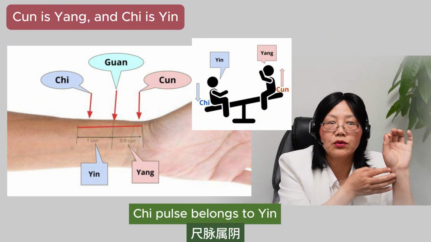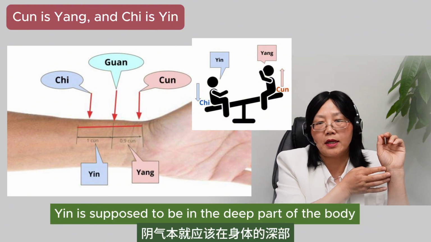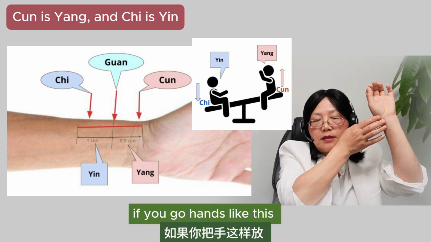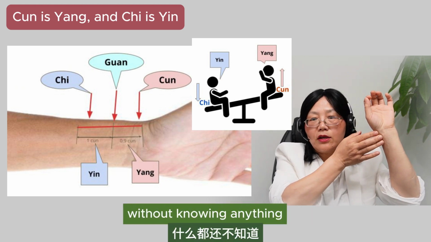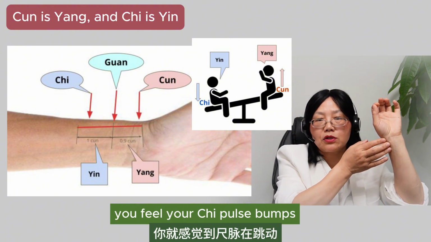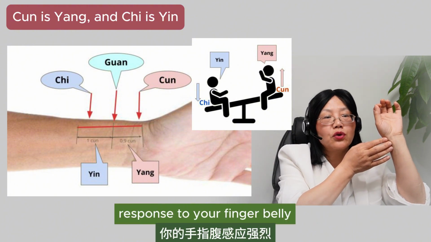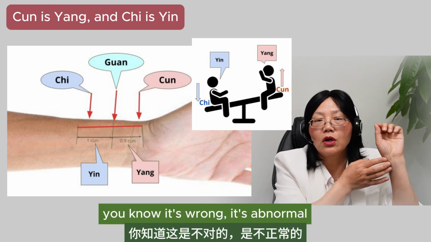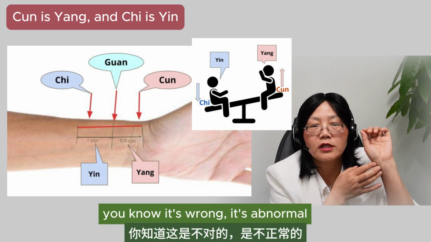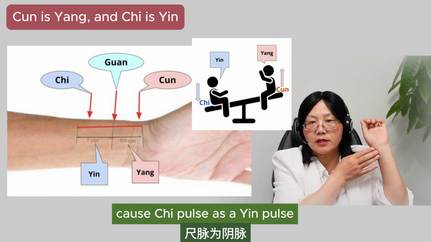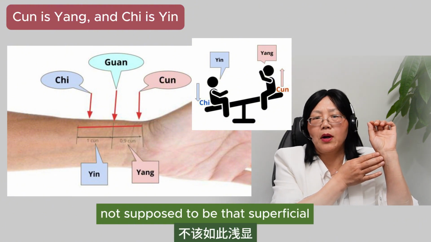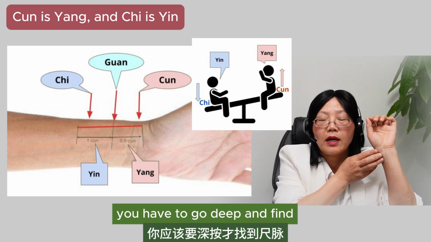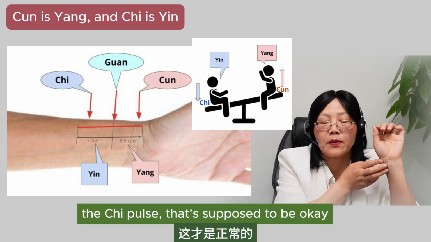Chi pulse belong to Yin. Yin supposed to be in the deep part of the body. If you go hands like this, without knowing anything, you feel your Chi pulse bumps very strong response to your finger belly. If that is the case, you know it's abnormal. Because Chi pulse as a yin pulse, not supposed to be that superficial. You have to go deep and find the Chi pulse. That's supposed to be okay.